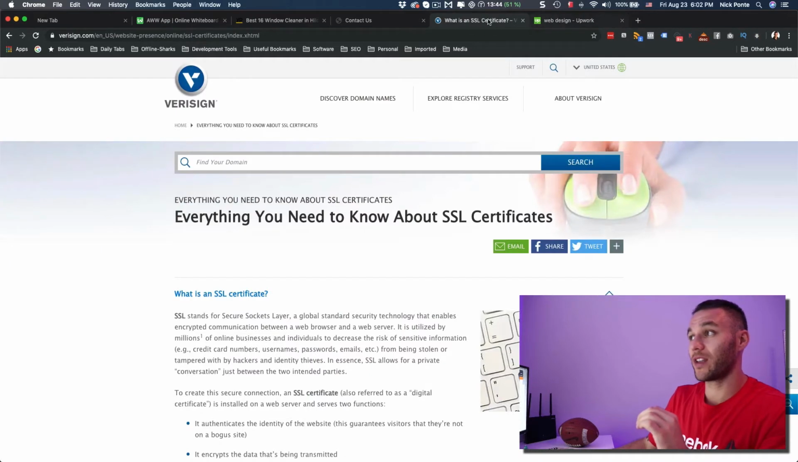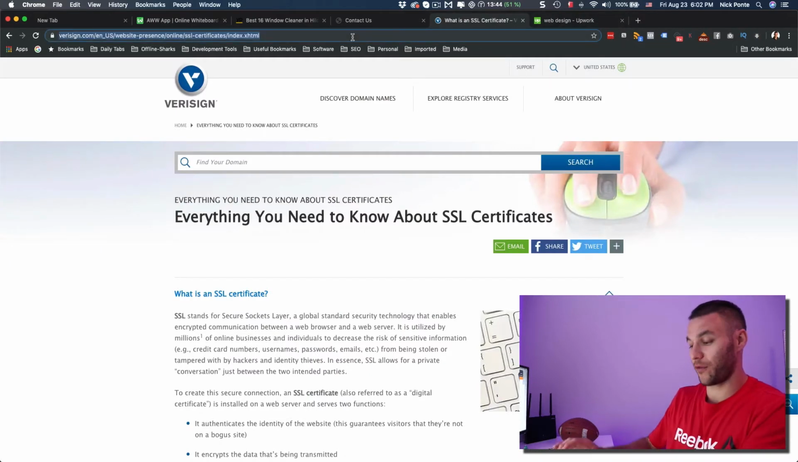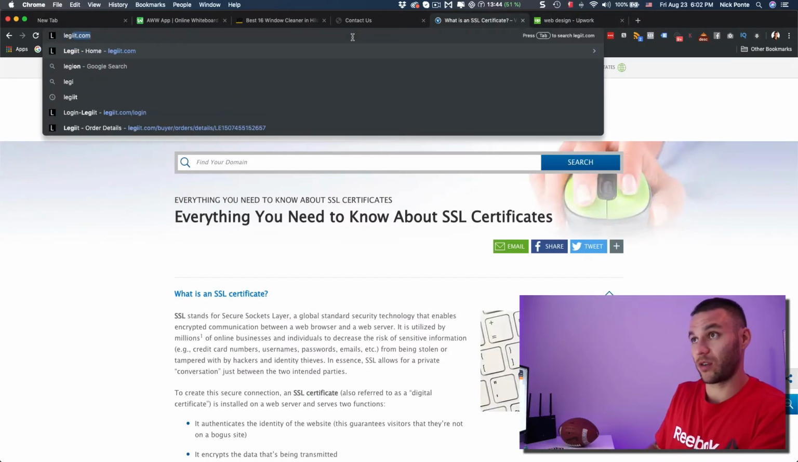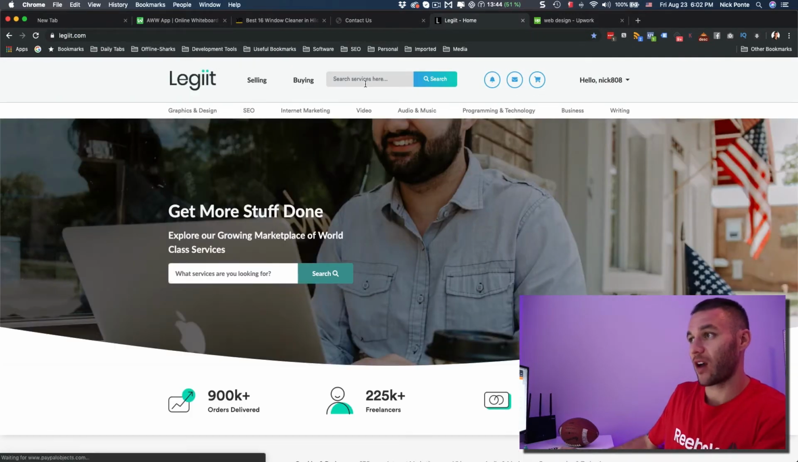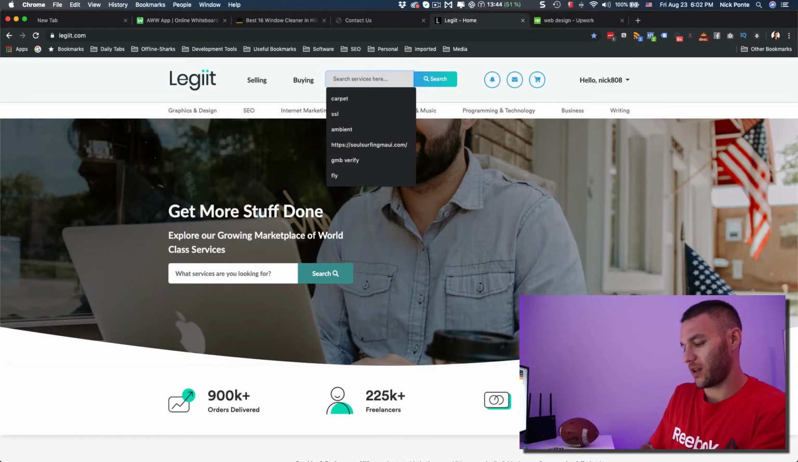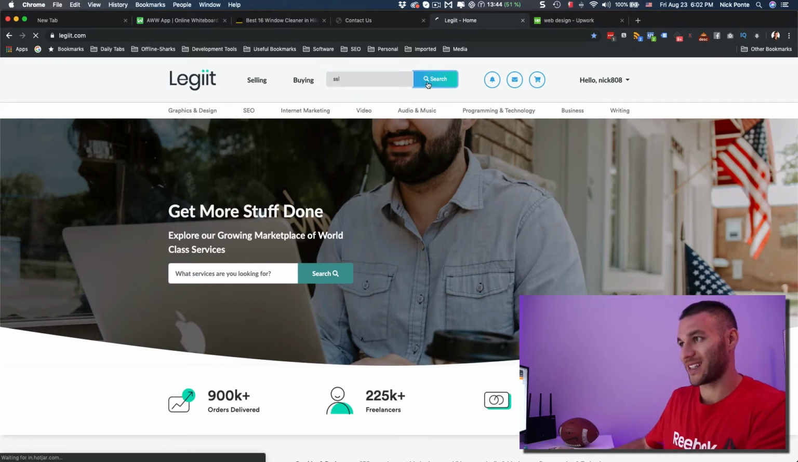And if you want somebody to install an SSL certificate for you, there's another website out there. It's called Legit. And all you have to do is go there and search for a service that they offer. So hopefully I can find it here. I'll just do a search for SSL.